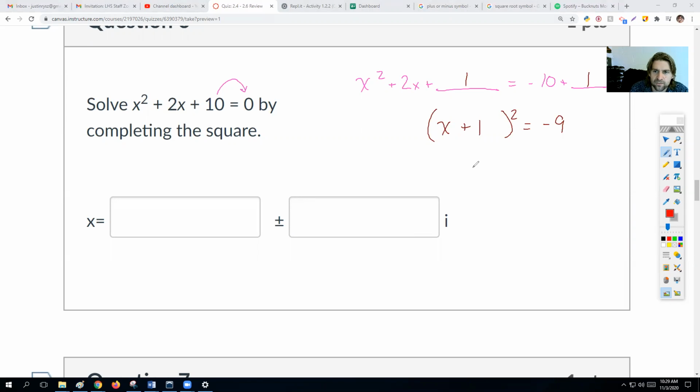All right, so if I square root both sides, I get x plus 1 equals plus or minus the square root of negative 9. The square root of negative 9, all we got to do is think about, okay, it's the square root of a negative, so it's going to be i. The square root of 9 is 3, so it's plus or minus 3i. All we need to do to solve is just to minus that 1 over in front of it, so it should be x equals negative 1 plus or minus 3i.